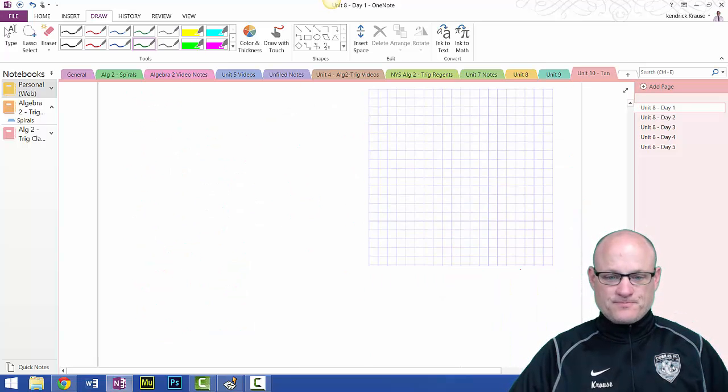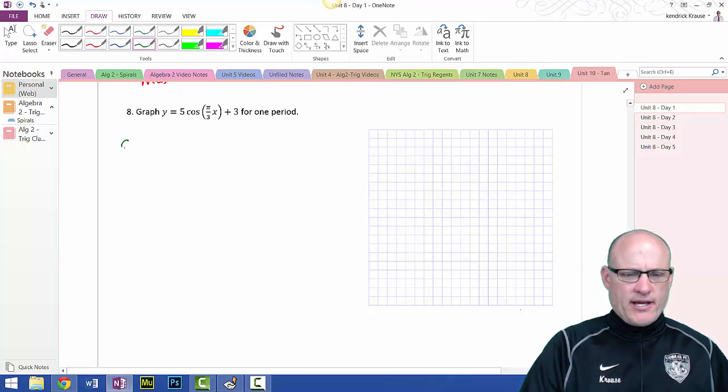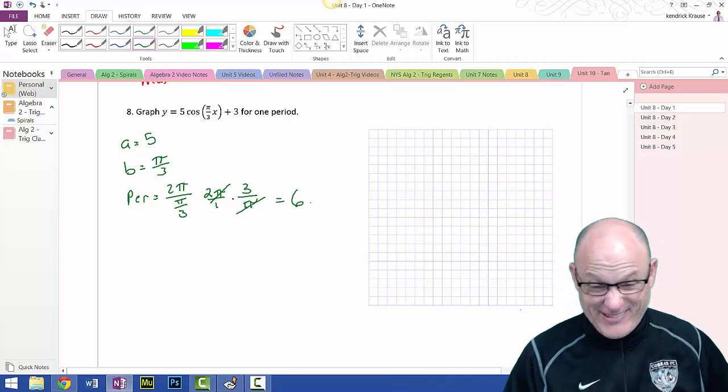All right, let's do the last one. All right, cosine. Let's do it. A equals 5. B equals pi over 3. Sounds troublesome. Period equals 2 pi over pi over 3, which is 2 pi over 1. Flip and multiply times 3 over pi. Pi's cancel. I end up with 6. So my period is 6.